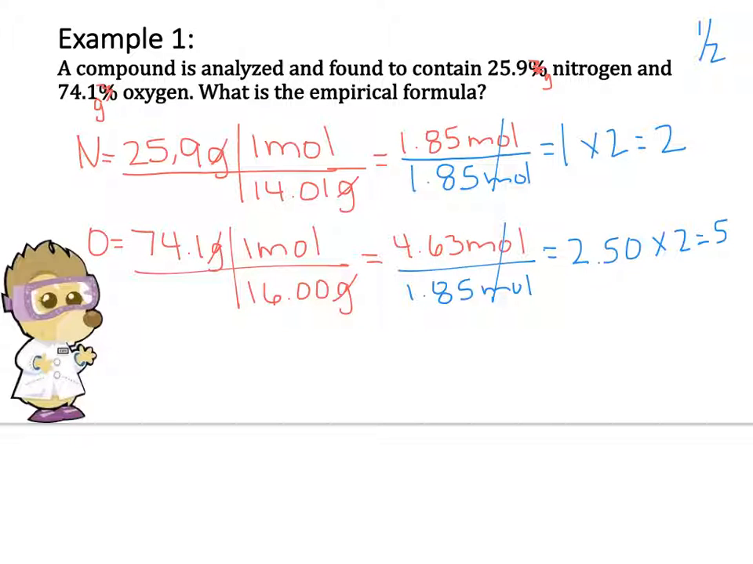And the last step is to write the formula. So I have N2O5. And this is the empirical formula. And EF stands for empirical formula.